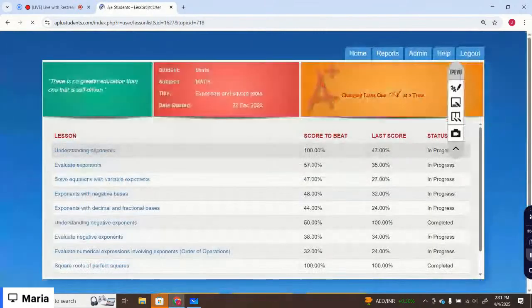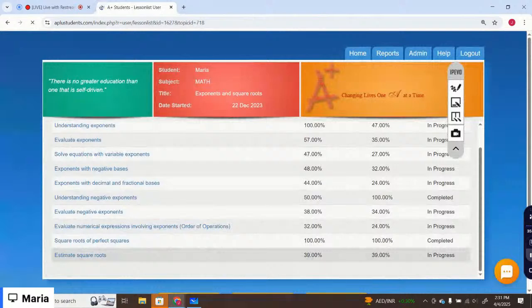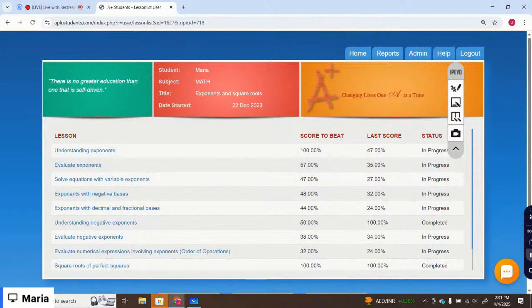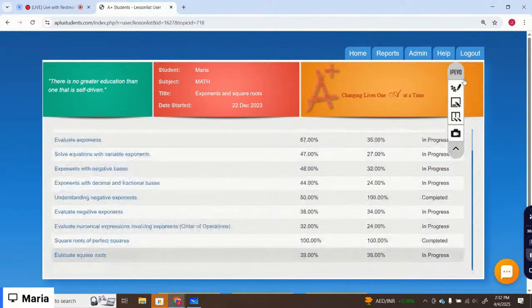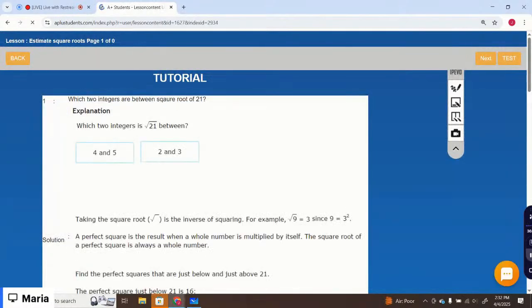The next lesson is estimate square roots. Which two integers is the square root of 21 between?